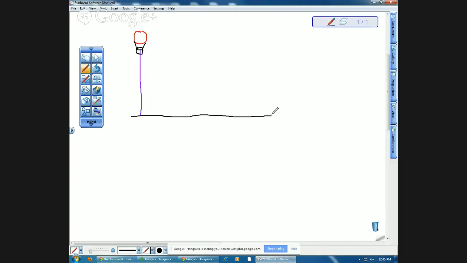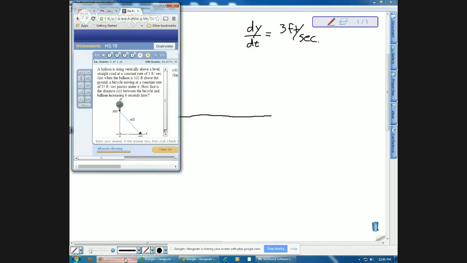All right, so let's see. This height right here is what we're calling y. And we were told that the balloon is increasing at a constant rate, so dy/dt is always equal to, I think it was 3 feet per second. Does that sound right? So we know dy/dt. Now, do we know y? Let's see. What did it say about y?